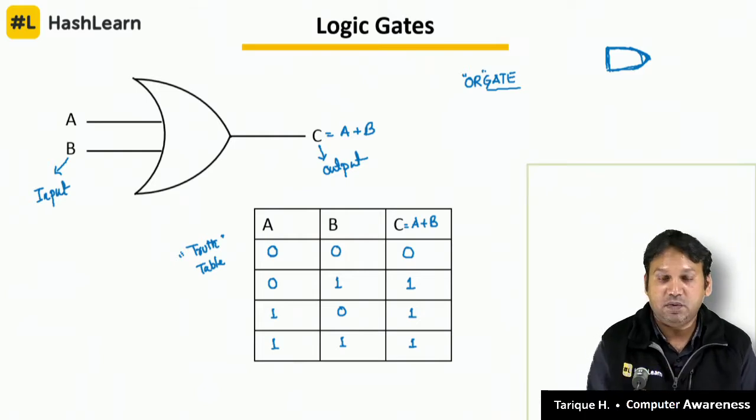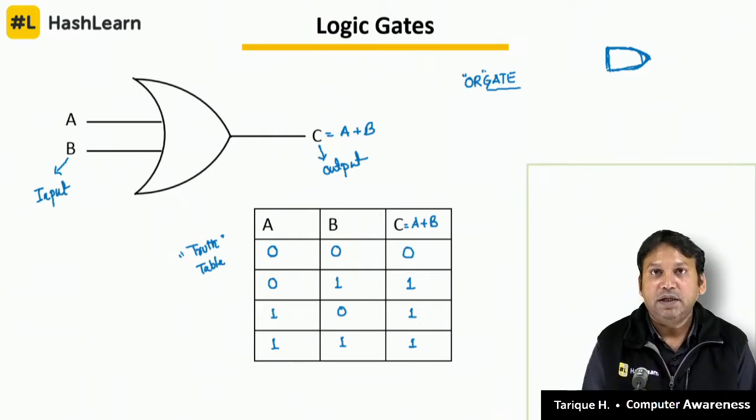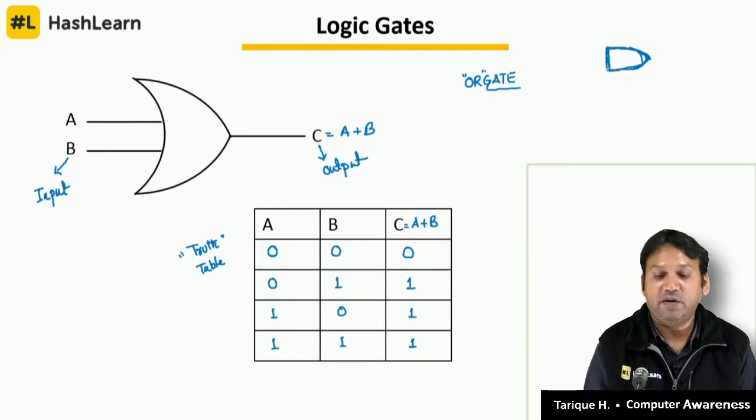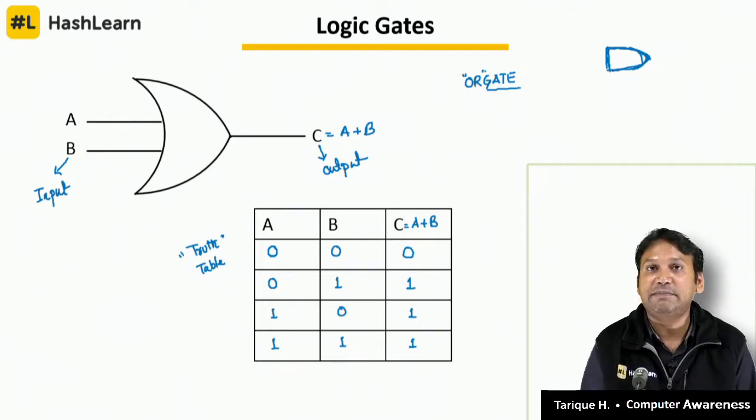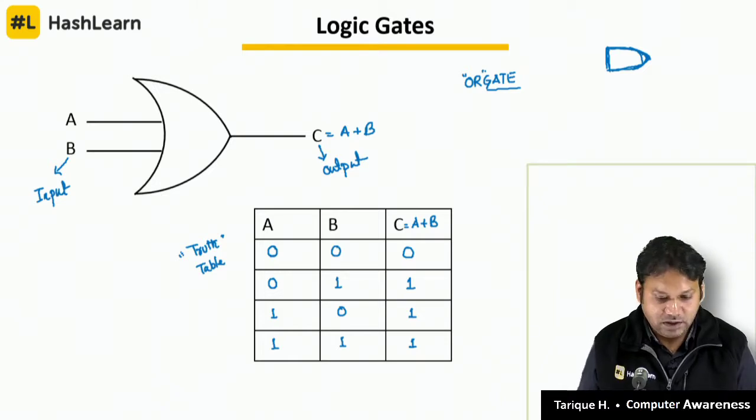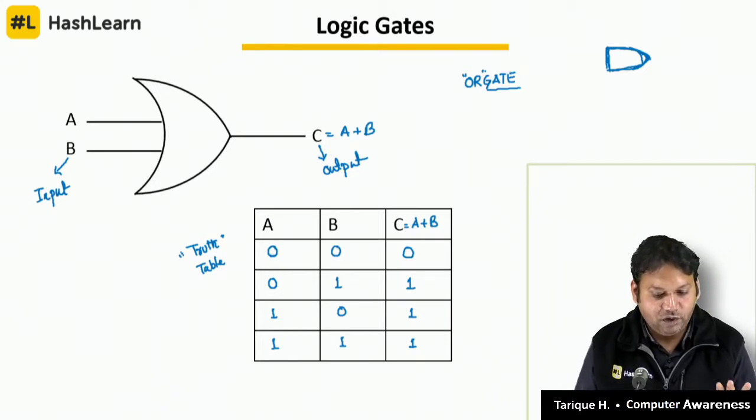So if A is 0 and B is 0, then 0 plus 0 is 0, 0 plus 1 is 1, 1 plus 0 is 1, and 1 plus 1 is also 1. Is it? We are not working with the decimal system where 1 plus 1 is 2. Here we are working in the binary system. So that is the concept of your OR gate.